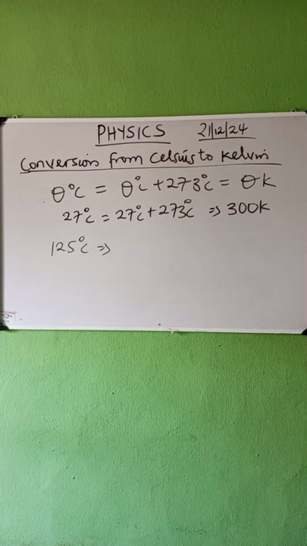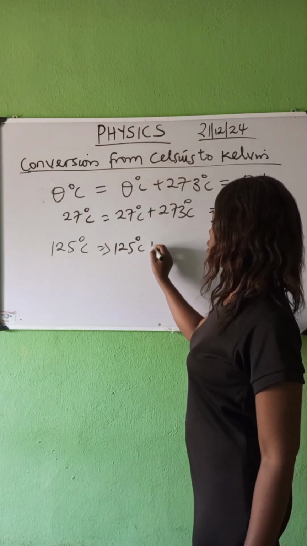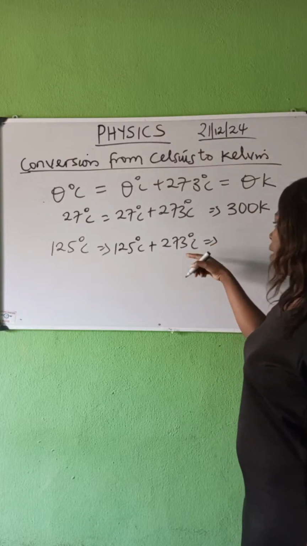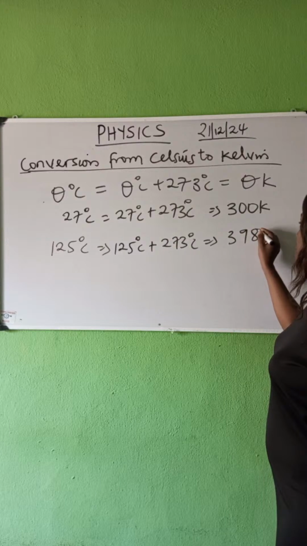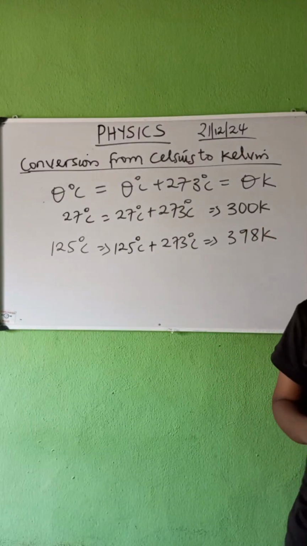All right, so let's work it out. Everybody's getting 398 Kelvin. So it's just like saying 125 degrees C plus 273 degrees C, and my answer becomes 398 what? Kelvin. Is that clear? All right, so let's proceed.